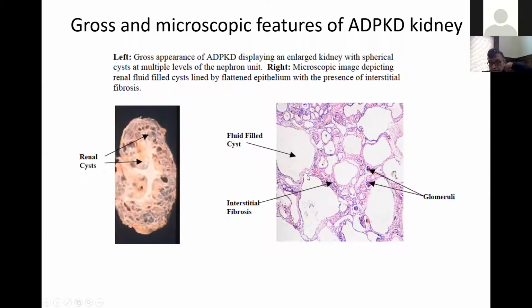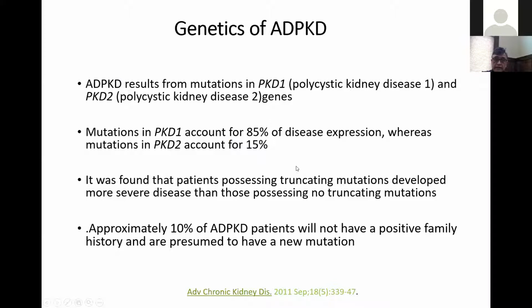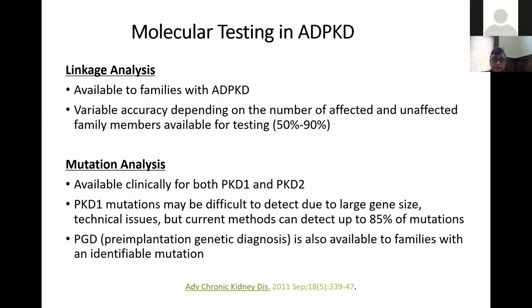Now, this is how the cyst looks like, fluid cells. And again, the genetic testing and genetic involvement: polycystin 1, polycystin 2. Now, it is not true that only 10% of people lack a positive family history. If you look into our database with the study, it's actually coming around to 15 to 18%. And molecular testing is available, with variable accuracy depending on the number of affected and unaffected family members, and you look for mutation analysis.